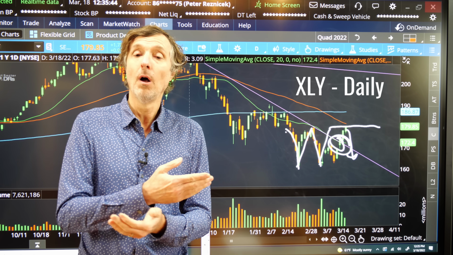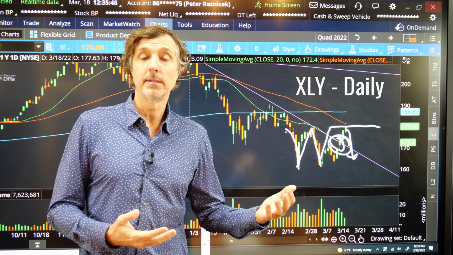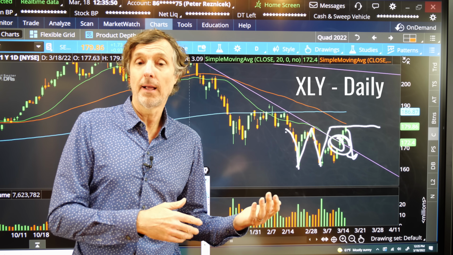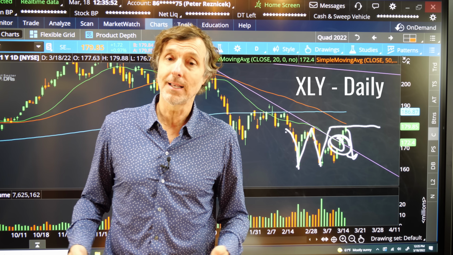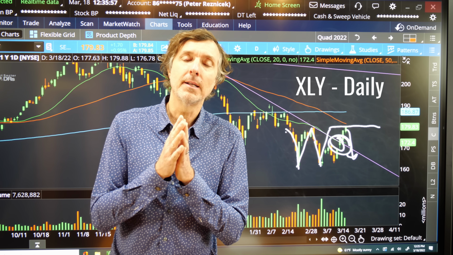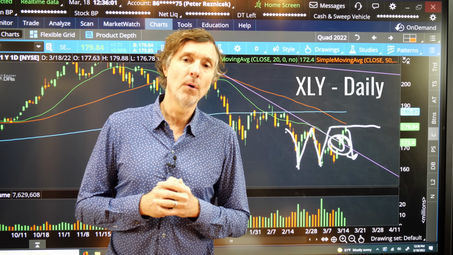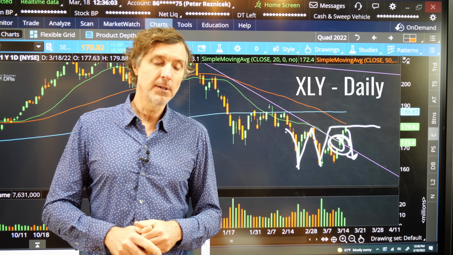I just draw horizontal and diagonal lines, and I look for areas where trends are either confirming or denying, broken, unbroken, et cetera. I'm always a big believer in keeping things very, very simple. I am not an indicator person, and I've stated that over and over for years and years and years.